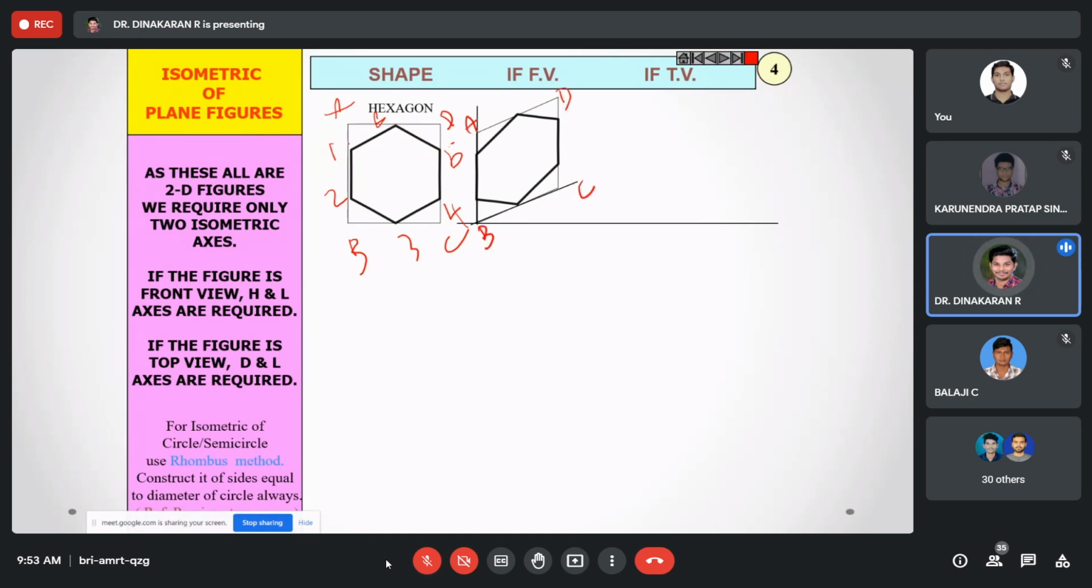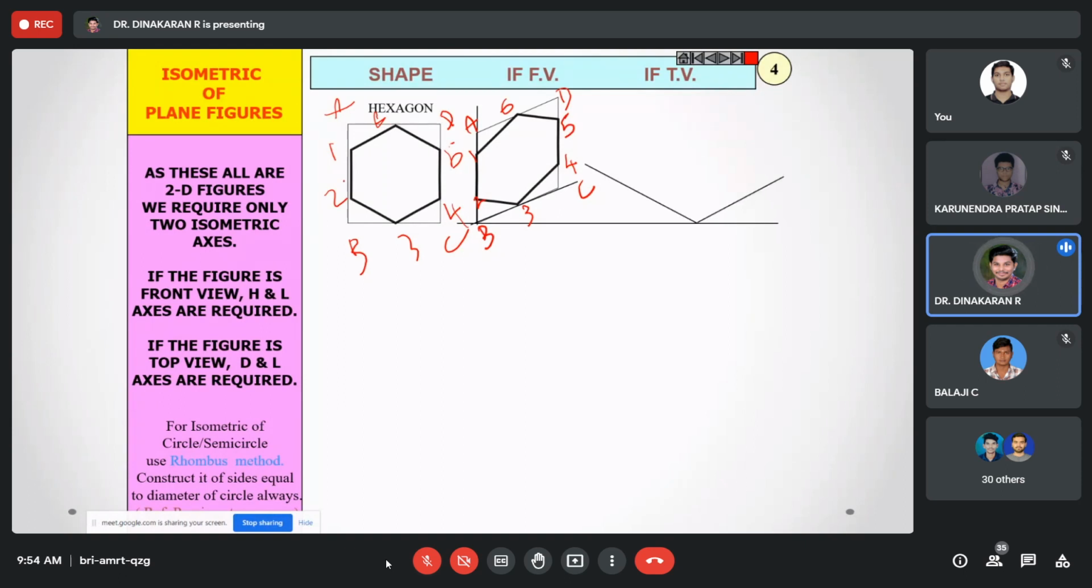In between A and B, only points 1 and 2 are there. Mark them 1 and 2. In between B and C, only 3 is there. In between C and D, only 4 and 5 will be there. Between A and D, 6 will be there. So first we need to make a box and measure it.